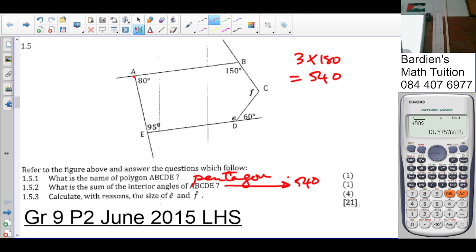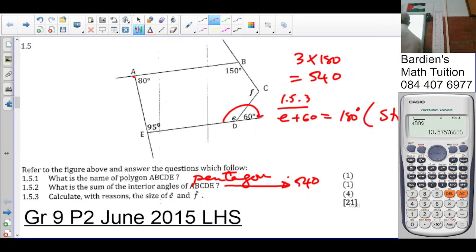It's 540. Then it says calculate with reason the size of angle E and F. So I'm going to calculate E. Angles on a straight line. So there's 1.5.3. So E plus 60 is equal to 180, straight line. And then E works out to be 120. Let's go with the other one.